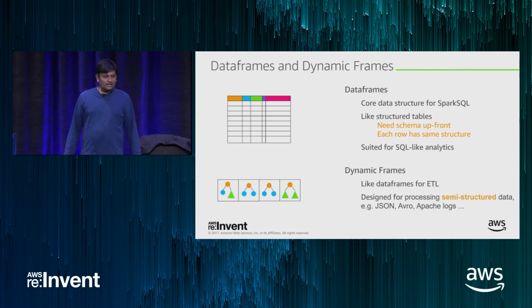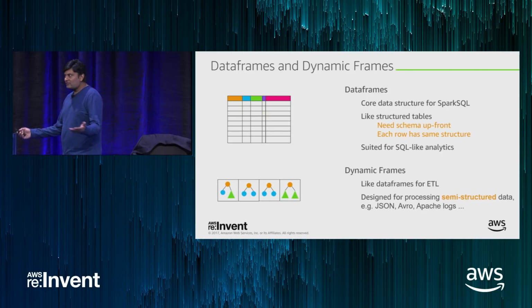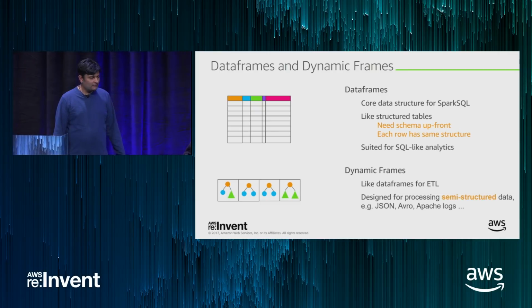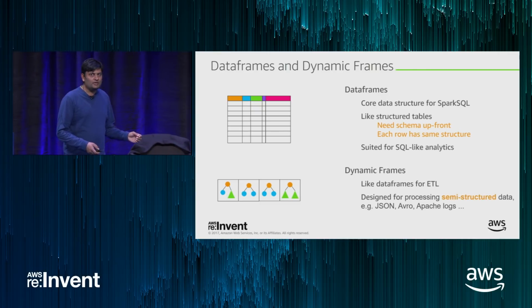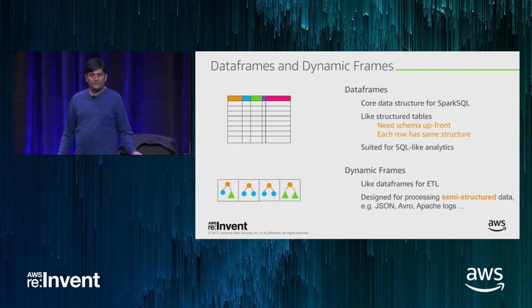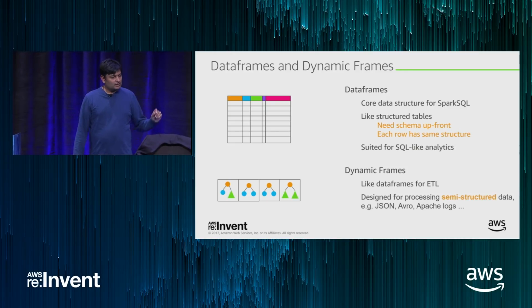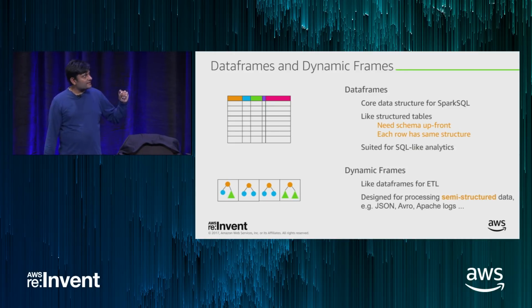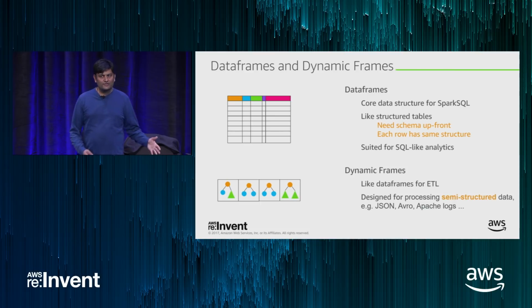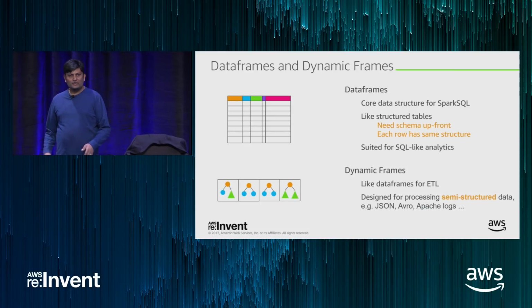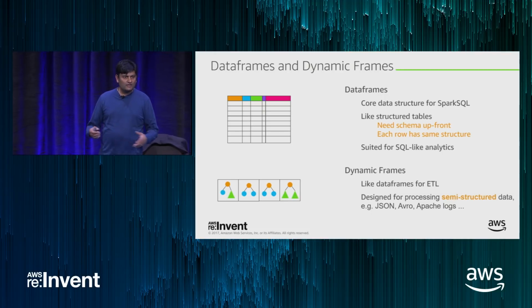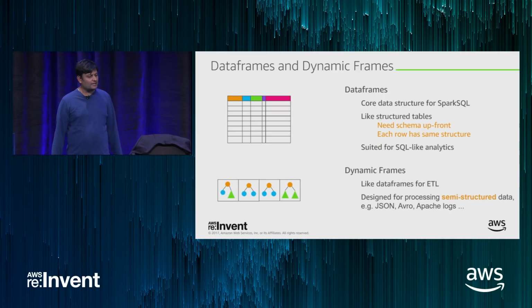To understand how dynamic frames work, we first have to explain how DataFrame works. DataFrames are the core data structure for Spark SQL. They're like structured tables in a database system. You need to have the schema defined up front for DataFrames. Each row in a data frame has the same structure. So if you're trying to load data and you don't know the schema, data frames have to first read all your data and compute the schema, and then they can bring it in. So you have to do 2 passes over your data.